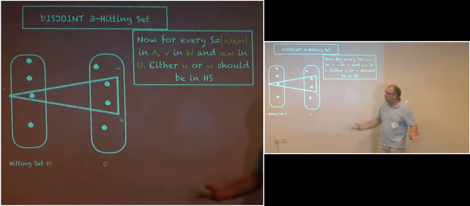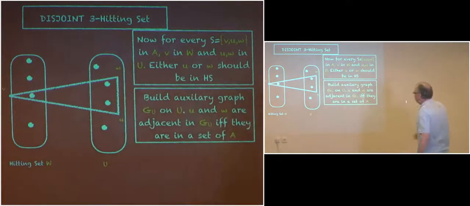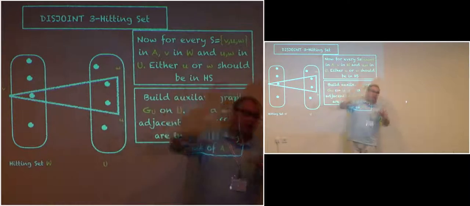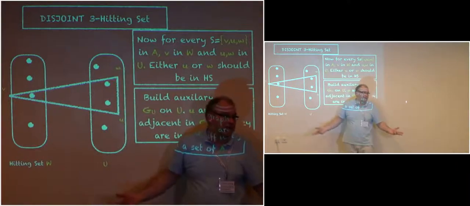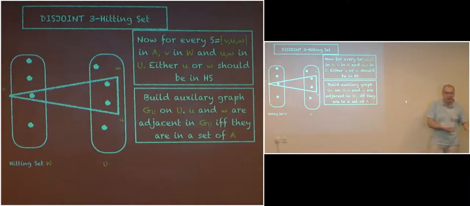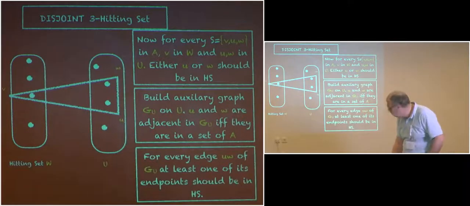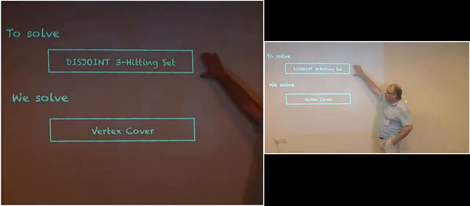So the trick is the following. I just construct an auxiliary graph. The vertices of the graph are the elements here, and 2 vertices are adjacent if and only if they live in the same set. And then what's happening here? I have to solve disjoint hitting set, or I have to solve vertex cover on this graph. Right? So in order to solve disjoint hitting set, I have to solve vertex cover, and for vertex cover we already have quite a fast algorithm. So you just take your favorite algorithm for vertex cover and solve it.